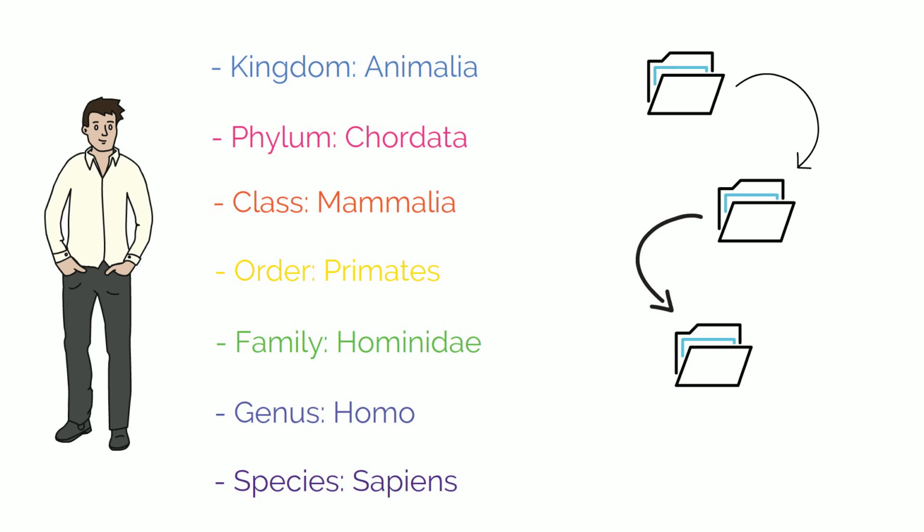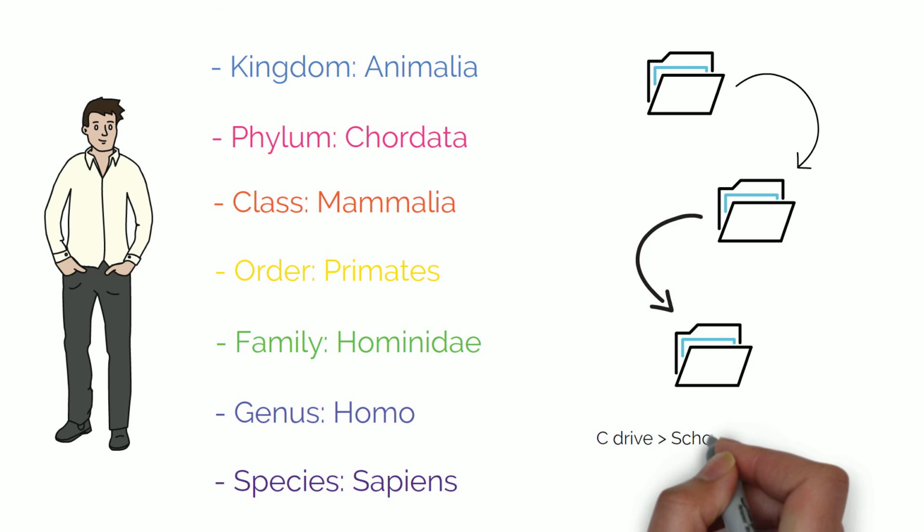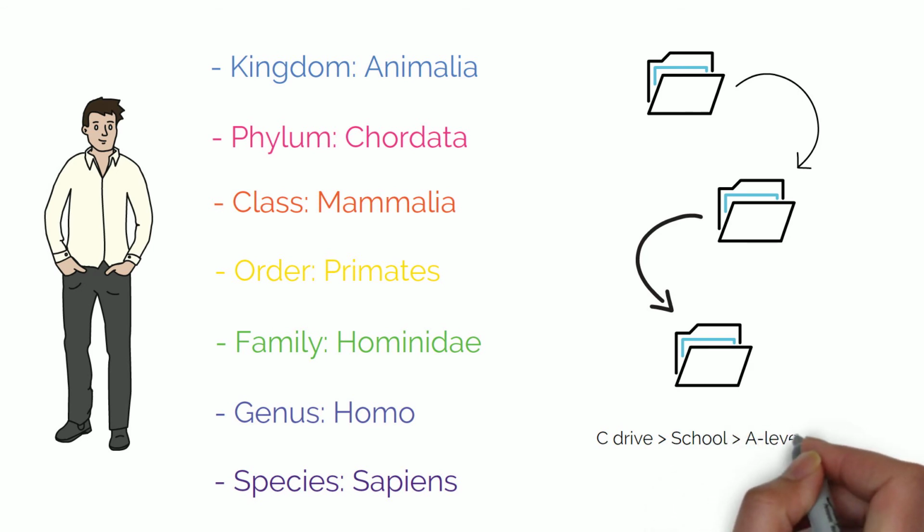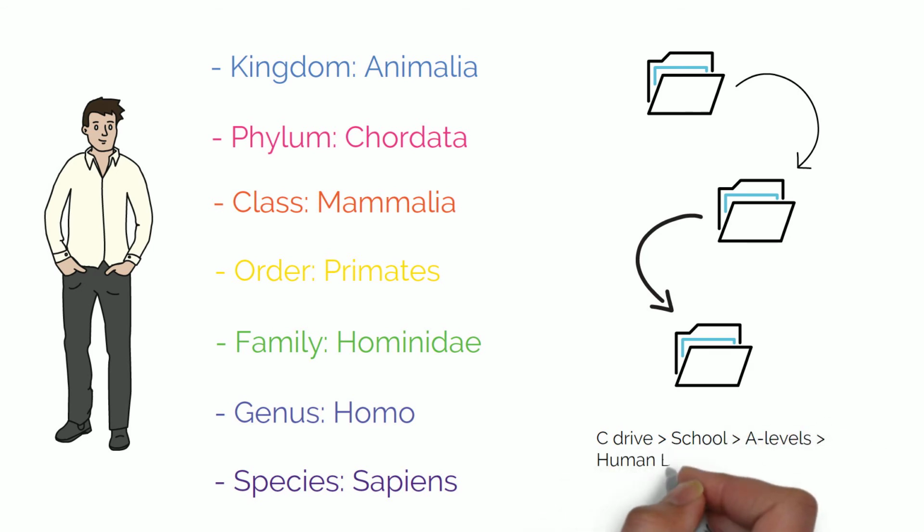So if you are saving an essay, for example, you might save it in C drive, and then school, A-levels, human biology, and then essays. C drive is the most general folder, where all your documents are saved, and then you get more specific with each folder until you get to the last one, where you keep your essays, and then obviously each essay will have a different name, differentiating it from the rest of the essays. That is exactly how taxonomic hierarchy works.